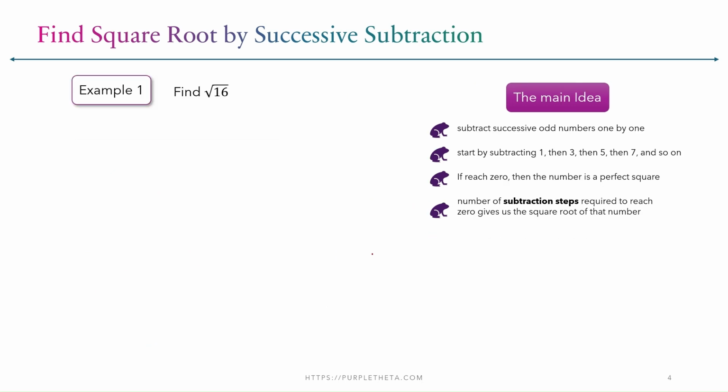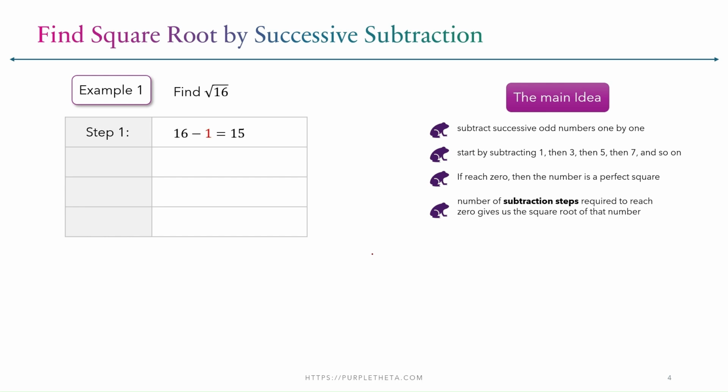Let us find out the square root of 16. So we start with 16. In the first step, I will subtract 1 from 16, then we get 15. For the second step, I will take 15 and subtract 3 from it, and we get 12. For the third step, we take 12 and subtract 5 from it, and we get 7. And for the fourth step, we take 7 and subtract 7 from it, and we get 0, right?